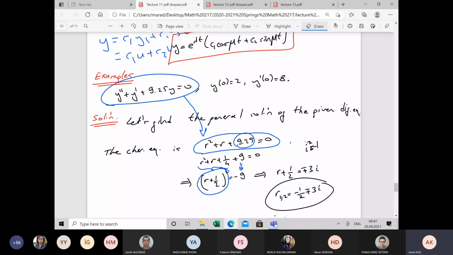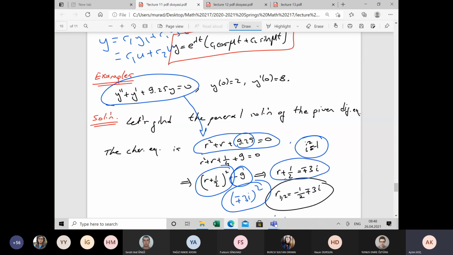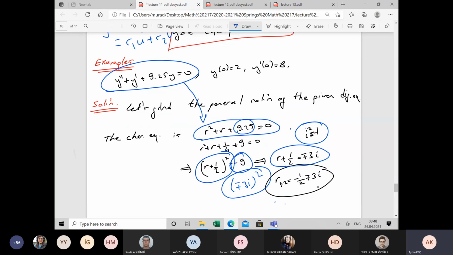So we obtain r plus 1/2 is the square root of minus 9, which is plus or minus 3i squared. This one squared is equal to this one. So we obtain r plus 1/2 is plus and minus 3i. So we obtain complex roots.